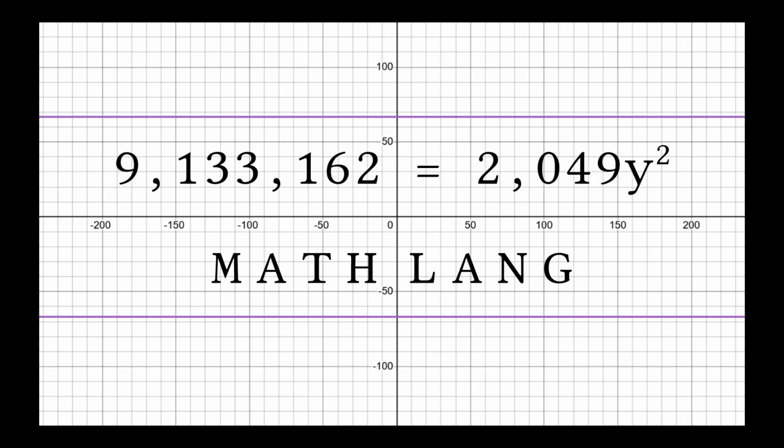9,133,162 equals 2,049 y squared. This probably looks like something that fell out of your algebra homework, but it's actually a sentence, meaning I made Mathlang. What is Mathlang? Let me explain.